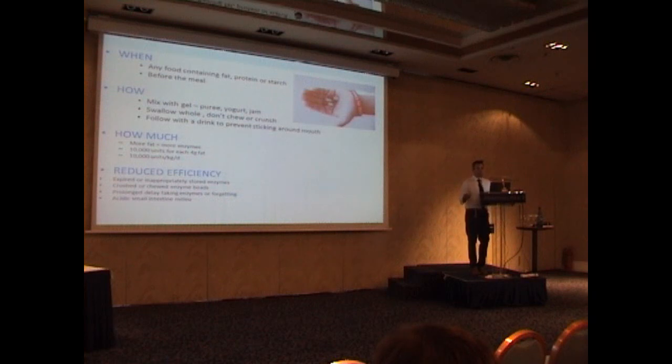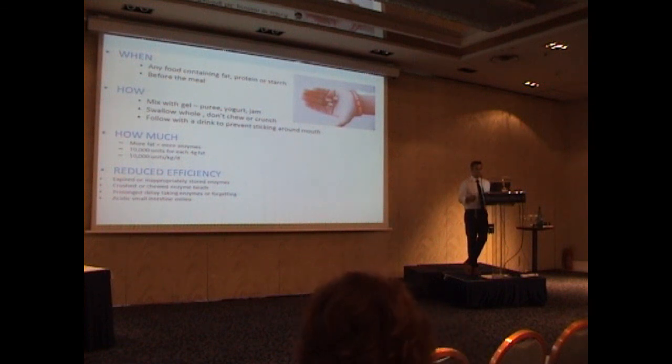The enzymes don't always work efficiently, but there's often a reason for this. Sometimes if they're stored inappropriately, if they get too hot, they become less effective. If they're crushed in the mouth, they definitely become less effective. If you forget to take them or there's a delay, you take them too late. Or if it's too acidic in the small intestine, all of these things can make the enzymes work less effectively. But in my experience, the reason that enzymes are less efficient is simply that children and adults do not take enough of them.